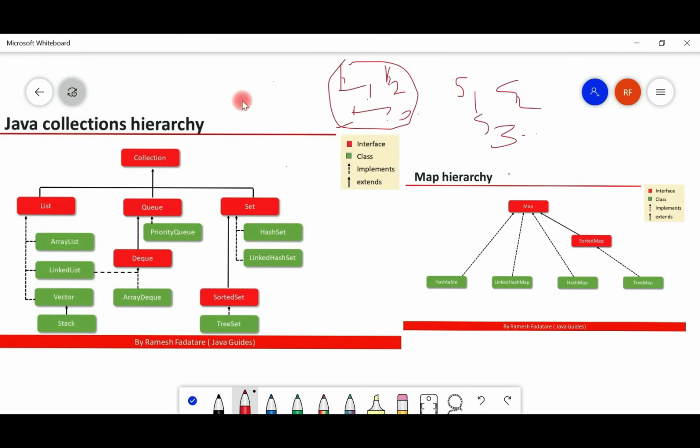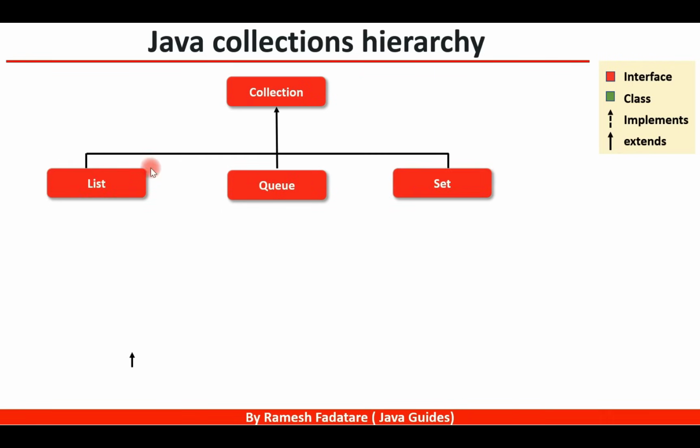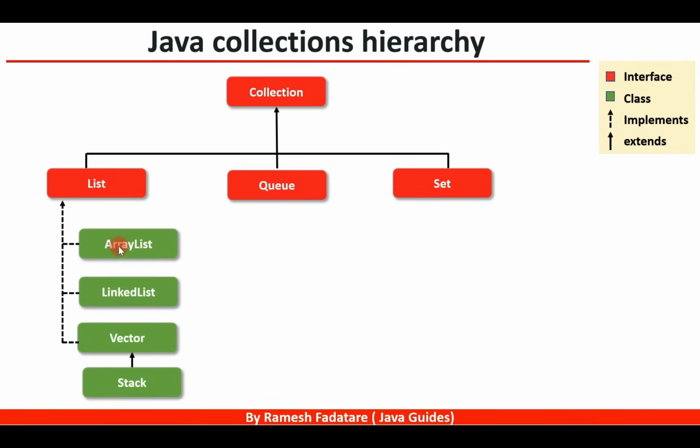Now let's take a look at the Java collections framework hierarchy. First we have Collection. Collection is basically the root interface in the Java collections framework hierarchy. And we have List, Queue and Set. These are the sub-interfaces that extend the Collection interface. And look here, we have ArrayList, LinkedList, Vector and Stack. These are the concrete implementations of the List interface. These are the commonly used implementations of the List interface.